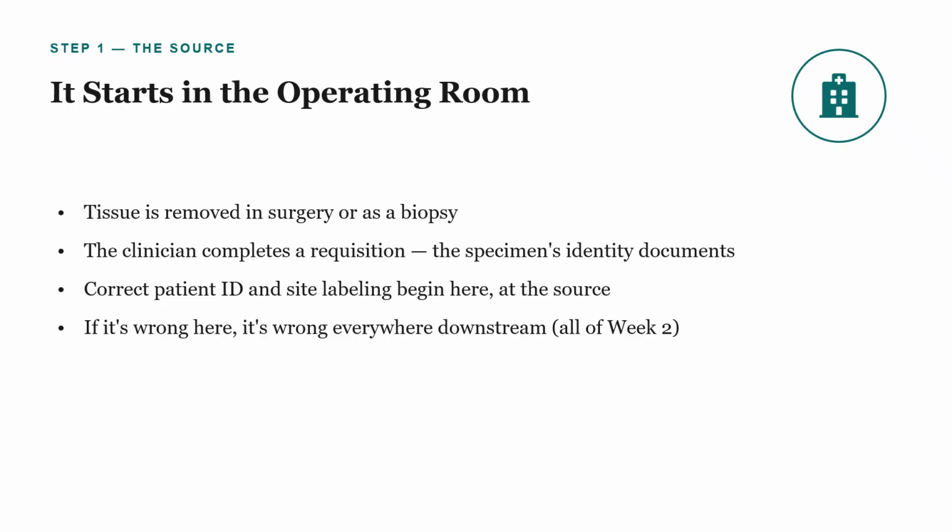And this is critical. If that information is wrong at this step, it stays wrong through every step that follows, because everyone downstream trusts it. We'll spend all of next week, week 2, on exactly this: reading the requisition, matching it to the specimen, and catching errors before they cause harm. For now, just register that the journey starts with tissue plus paperwork, and both have to be right.